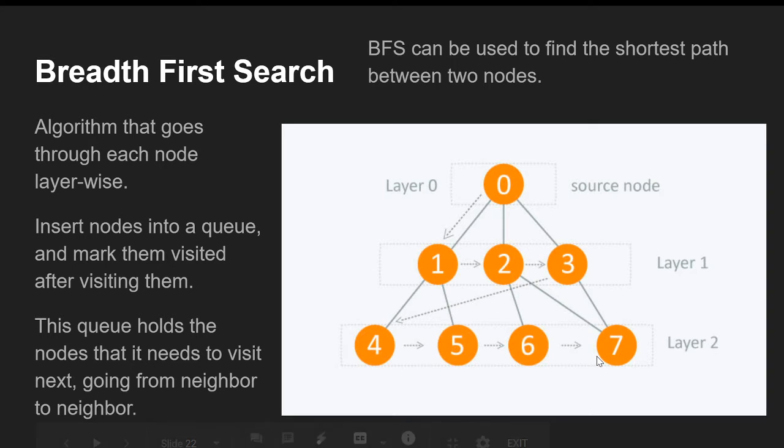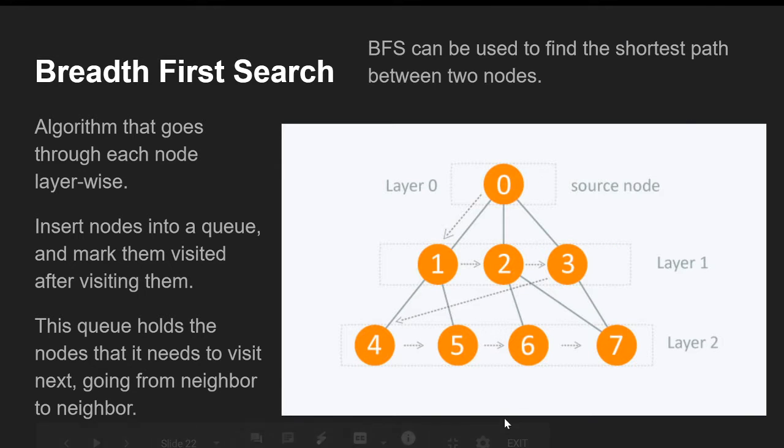Breadth first search can be used to find the shortest path between two nodes, because if you think about it, the source node is like your starting point of your travel, and the last node that you're trying to find will be your destination. The number of layers, or how far away it is, will determine the shortest path between both of those nodes.